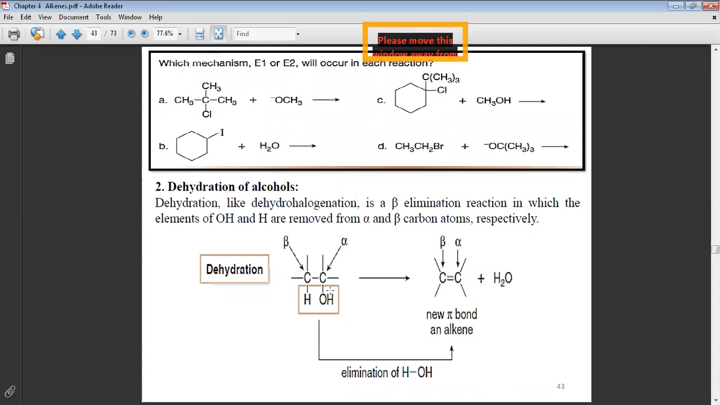And it is called a beta elimination. Why? Because we remove the OH and the hydrogen from the beta carbon. It is a beta elimination reaction in which the elements of the hydroxyl group, the OH and the hydrogen, are removed from the alpha and beta carbons, as I said before. Some books write 1,2-dehydration, and you can also write beta dehydration. It is the same thing, and it gives you a new double bond here.